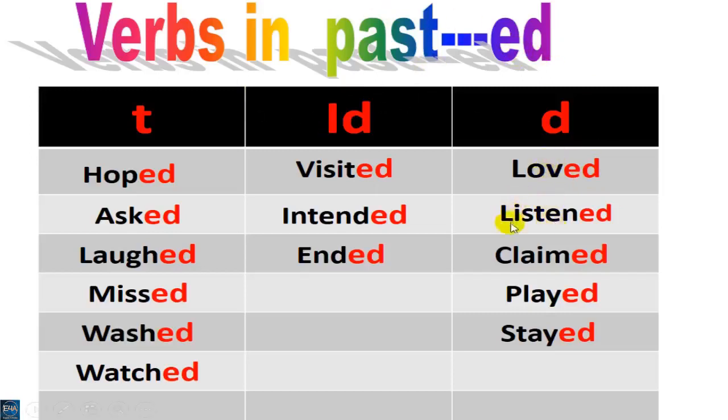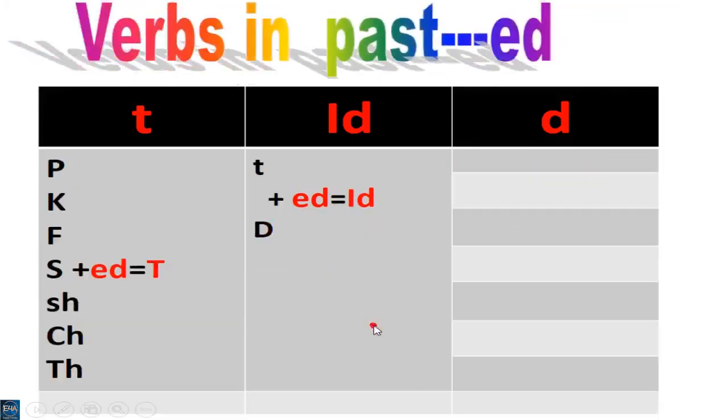Love, loved. Listen, listened, the t is silent. Claim, claimed. Play, played. Stay, stayed. Again, let's read them. Hoped, asked, laughed, missed, washed, watched, visited, intended, ended, loved, listened, claimed, played, stayed. Why? The ed becomes a t sound because before the ed, the sound is p, k, f, s, sh, ch.